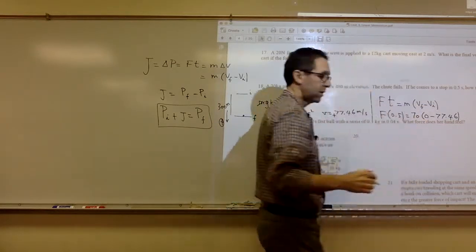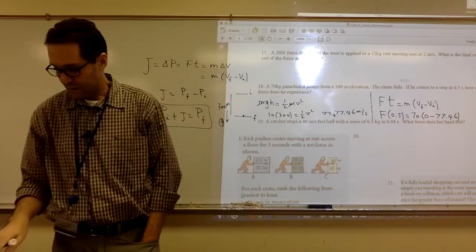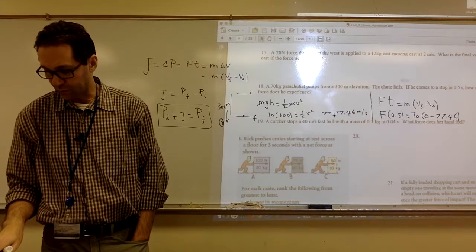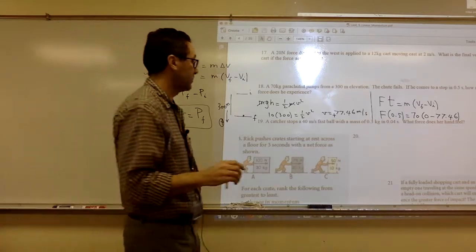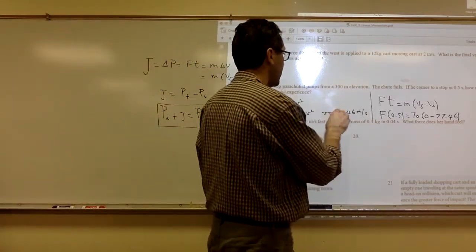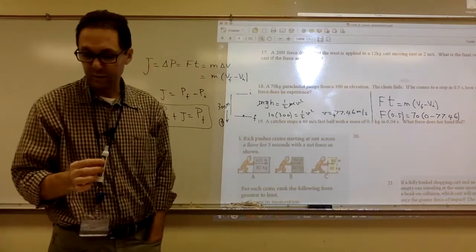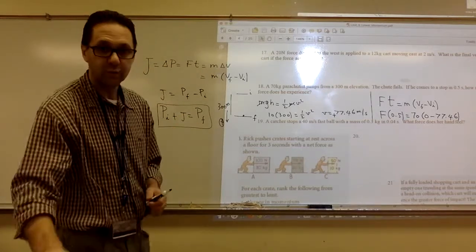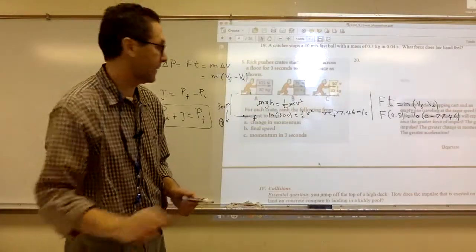And if you do the math here, you should get a force equal negative 10,844.35, enough to kill them. All right? And the negative here just means that it's pointing up. It's pointing against the way they are moving.